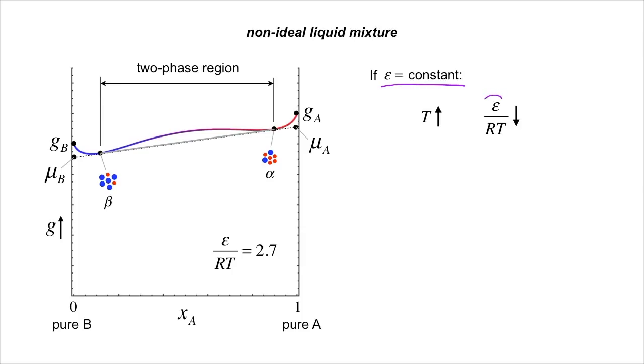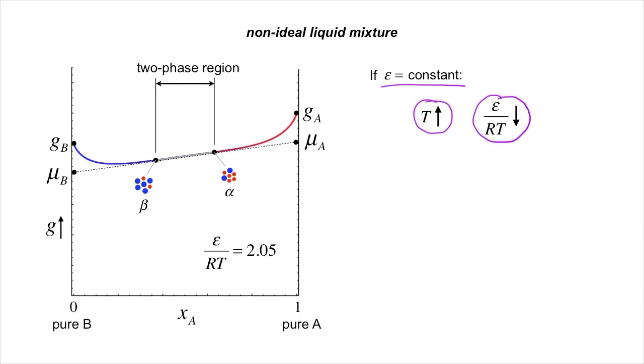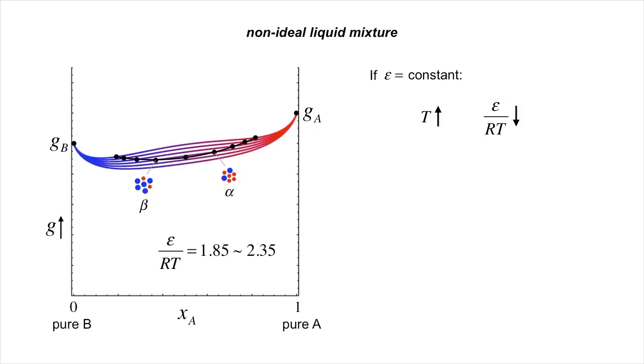In this case, the dimensionless parameter epsilon over RT will decrease as temperature increases. Shown here, for example, is the case of epsilon equals 2.05. In this case, the binodal points approach each other, corresponding to narrowing of the 2-phase region. Repeating this plot over a range of epsilon over RT spanning 1.85 to 2.35, we see this narrowing ultimately leads to formation of a single phase for temperatures above a particular threshold.